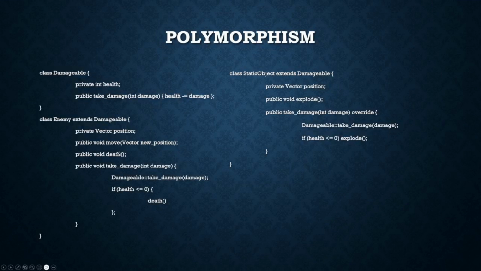Whereas for a static object, we don't really need the ability to move it necessarily, or for it to move around on its own. Maybe we want boxes that we can push around, and so that might have its own move mechanics. But in this case, we just say, here's a position, and it'll have this explode method. And instead of dying, if the health is less than or equal to 0, then it just explodes. And maybe it gives out some coins or items or something.